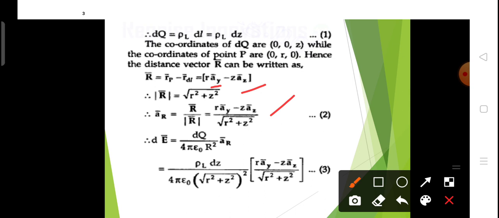Then we can apply this in the electric field intensity formula, that is charge dq divided by 4 pi epsilon naught r squared ar. Here we know that dq is equal to rho L dz. Then we know that ar is equal to r aY vector minus z aZ vector. So everything is used in equation number 3.